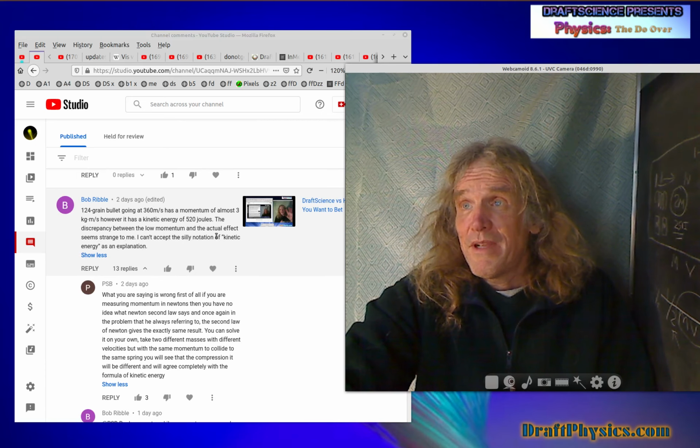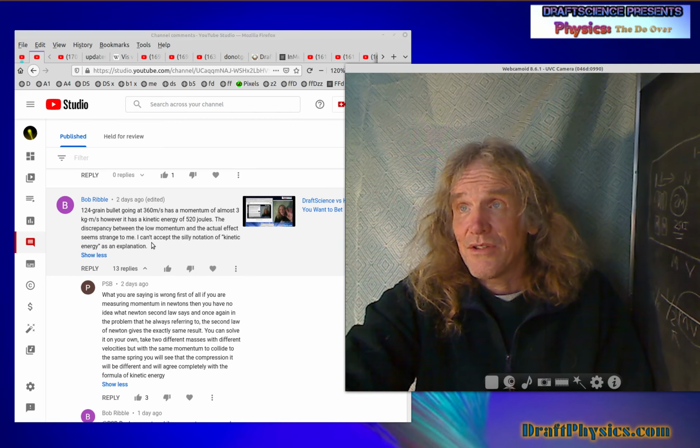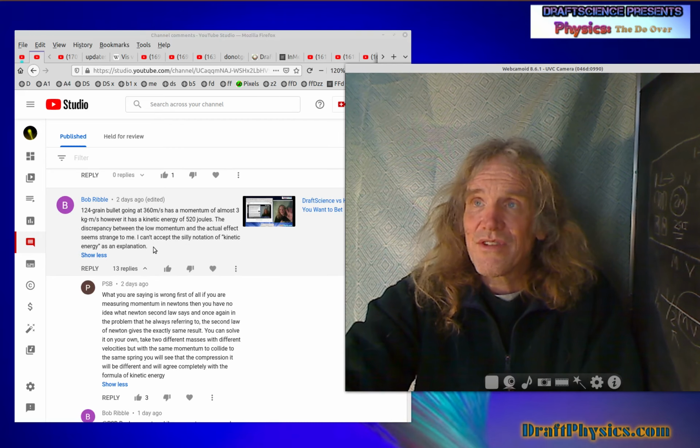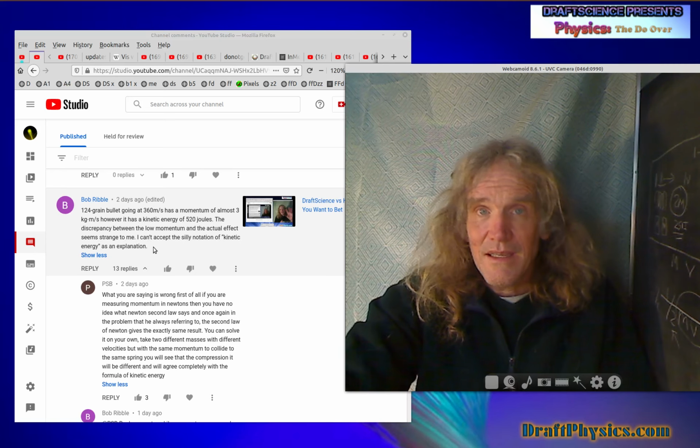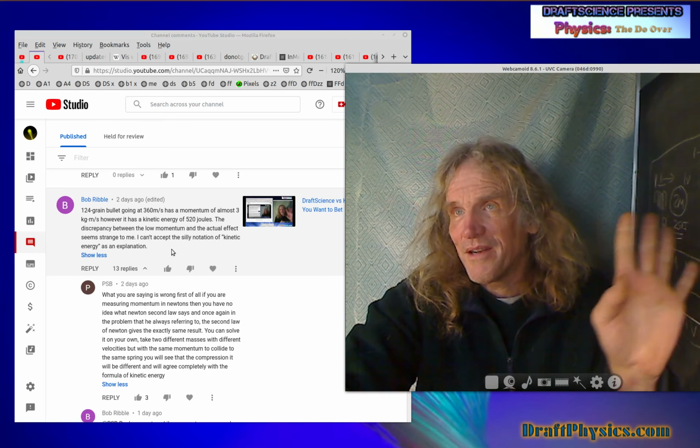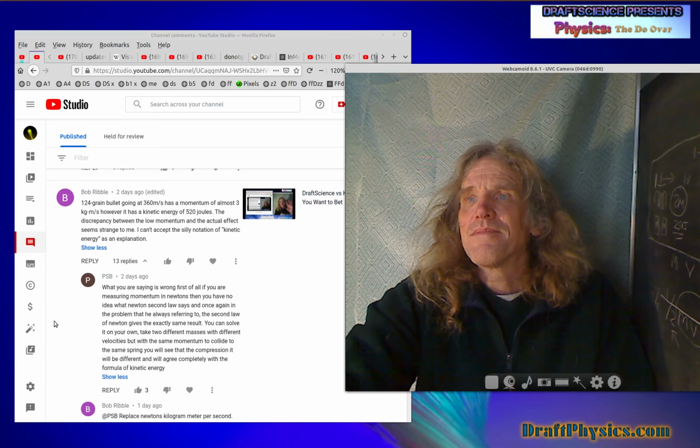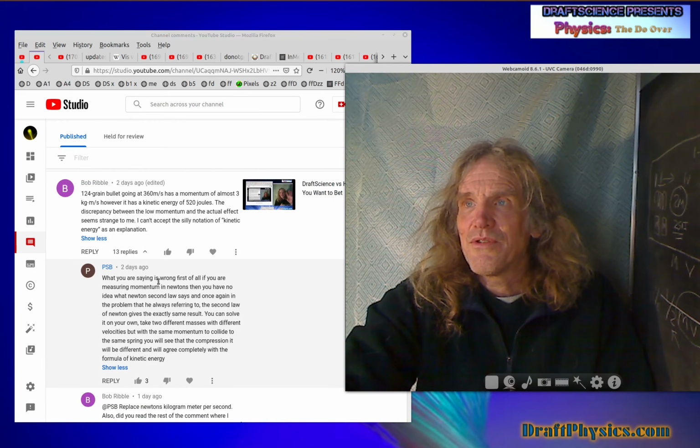Discrepancy between the low momentum and the actual effect seems strange to me. I can't accept the silly notion of kinetic energy as an explanation. Well, it's not even that. It's not so much the notional silly part, it's that it's overtly saying something that doesn't make any sense. Okay, but whatever. All right, so then PSB says, what you are saying is wrong.